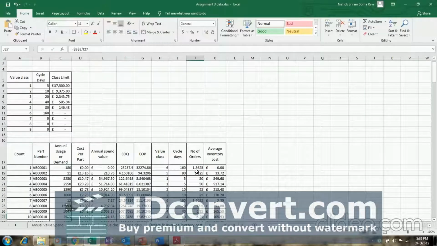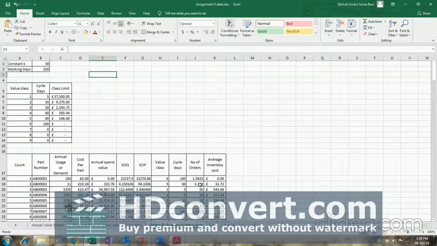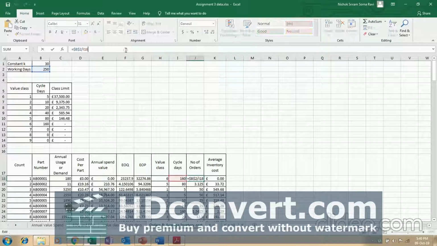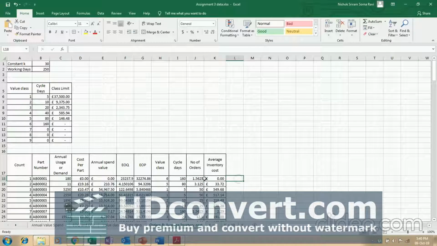So in our example, we have classified, right? We have found the number of orders for part 1 using the formula: B2, the working days W, divided by the value of cycle days in I8, which gives us the value 1.56, meaning that we can round it up to 2, meaning that for every order we need to place 1 pound.